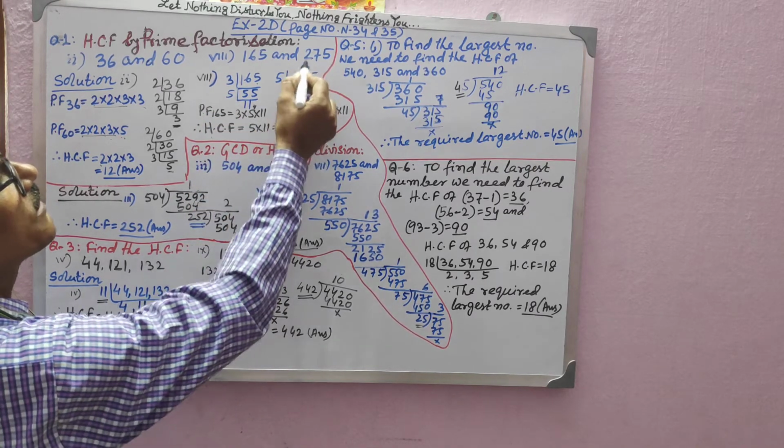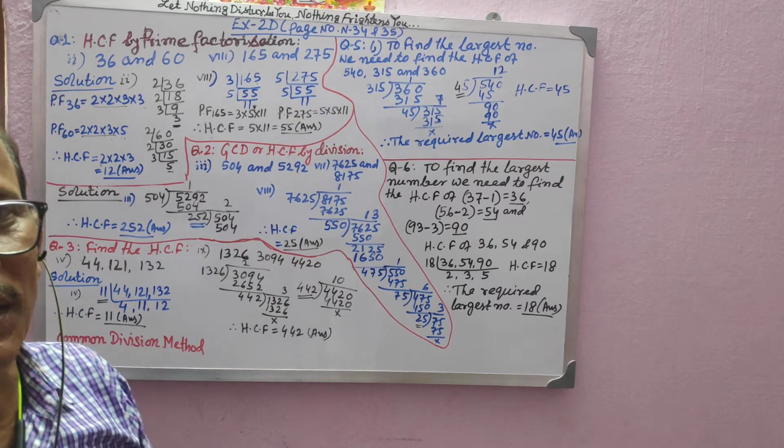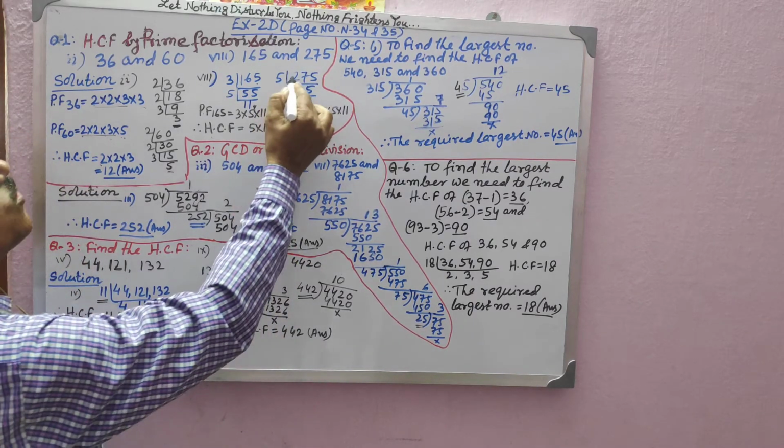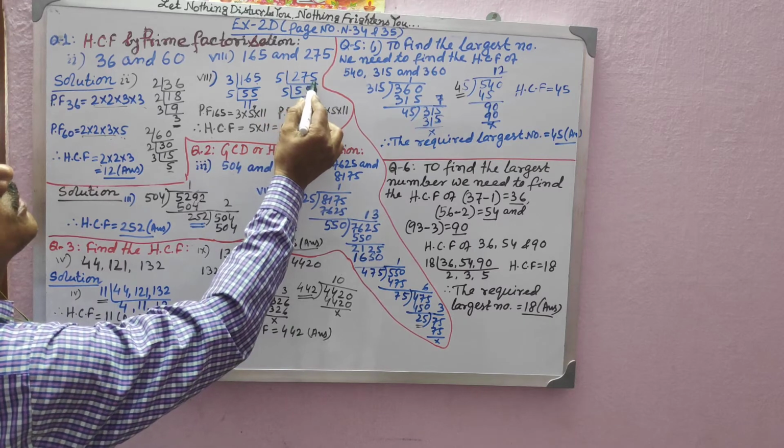Now 275, another number, also write it down as a product of prime factors. 275, see, with the test of divisibility, 5 can go.